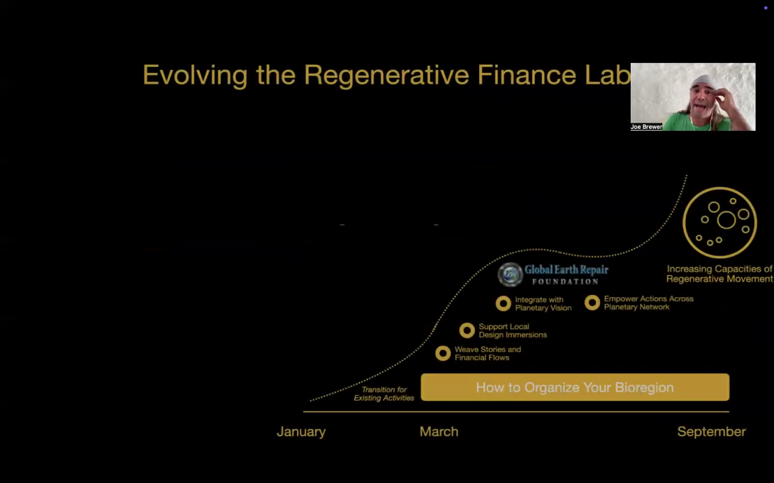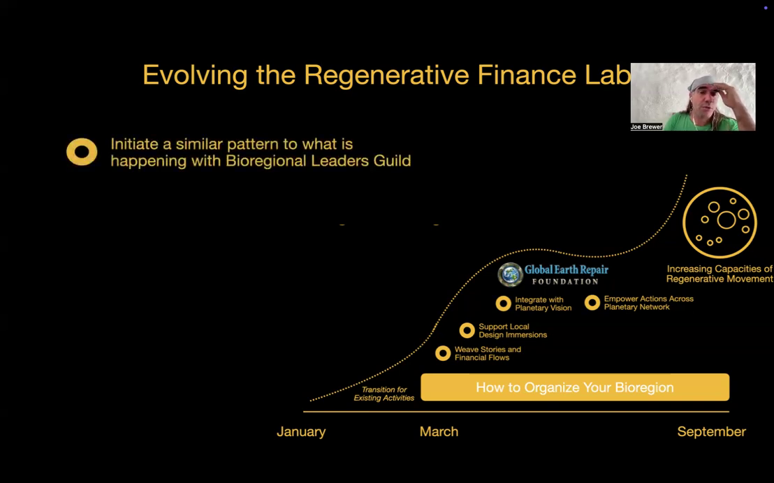For all of that to happen, we need to evolve this regenerative finance lab that's in the design school. And as we mentioned in our vision for 2025, between January and March, we would be transitioning some of the existing activities. And so we want to initiate a similar pattern in the Regenerative Finance Lab to what is currently happening in the Bioregional Leaders Guild.